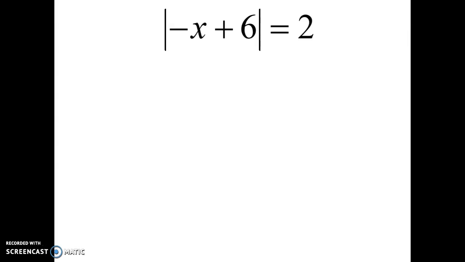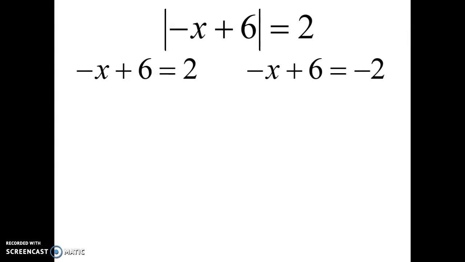So hopefully if you paused and you've solved the equation, you can check to see how you did. Here are your two equations. Negative x plus 6 equals 2, and then negative x plus 6 equals negative 2. Now notice in this, the negative signs inside the absolute value brackets did not change. It's just the answer at the end that changed. So if you did this right, you would have gotten 4 and 8.